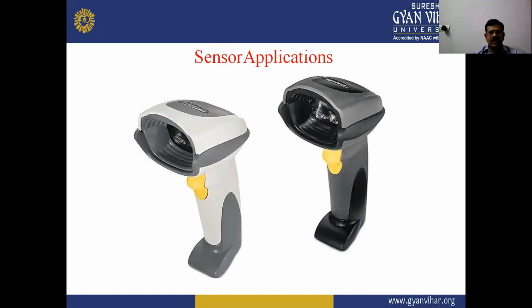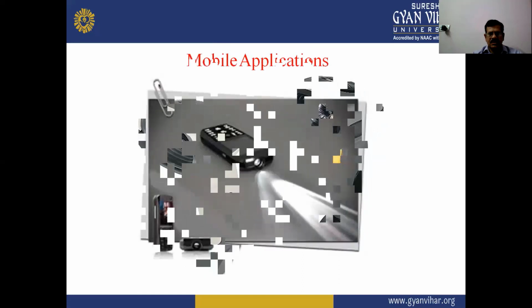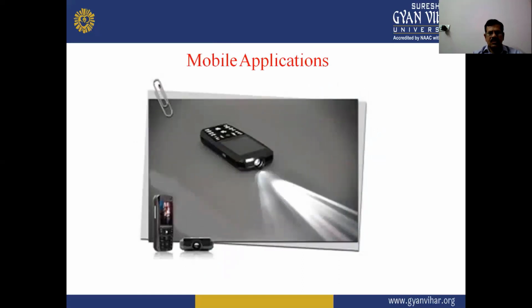So there is one application as a sensor application of the light emitting diode. This is the picture of the sensor, and also the application of LED in mobile application. So we use the light in mobile with the help of the LED.